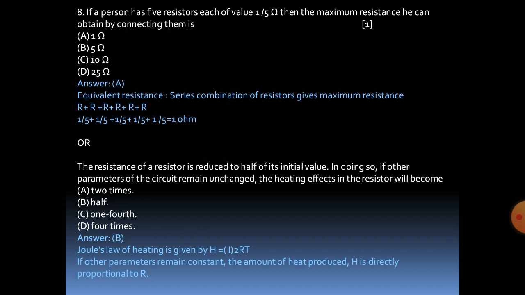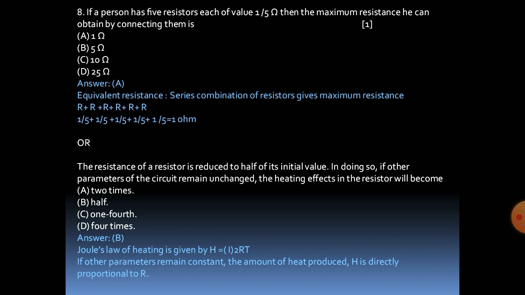The resistance of a resistor is reduced to half of its initial value. In doing so, if other parameters of the circuit remain unchanged, the heating effect in the resistor will become, options are 2 times, half, 1/4, 4 times. So the correct answer will be B, half.